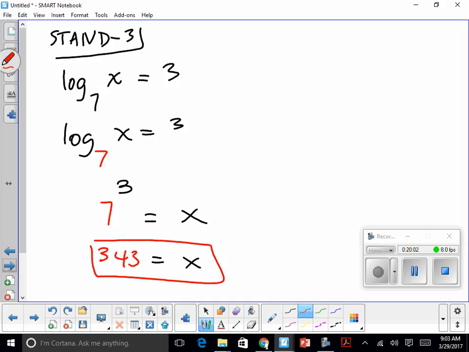To change from logarithmic form to exponential form, the way I say it, and other teachers will say it differently, is base and switch, right? The base and switch these two.